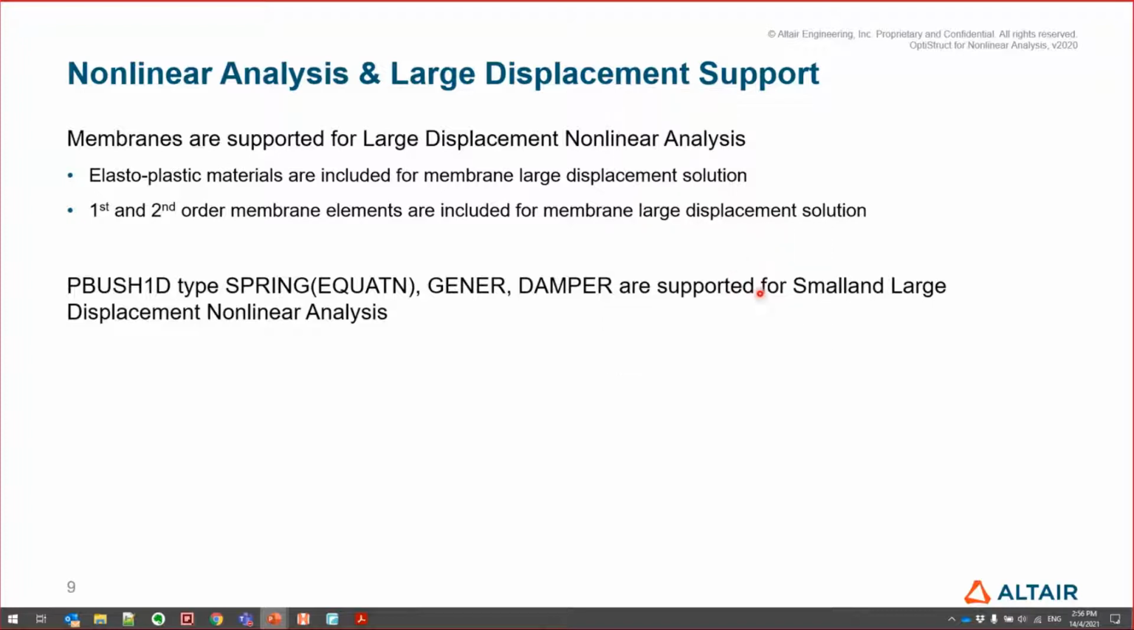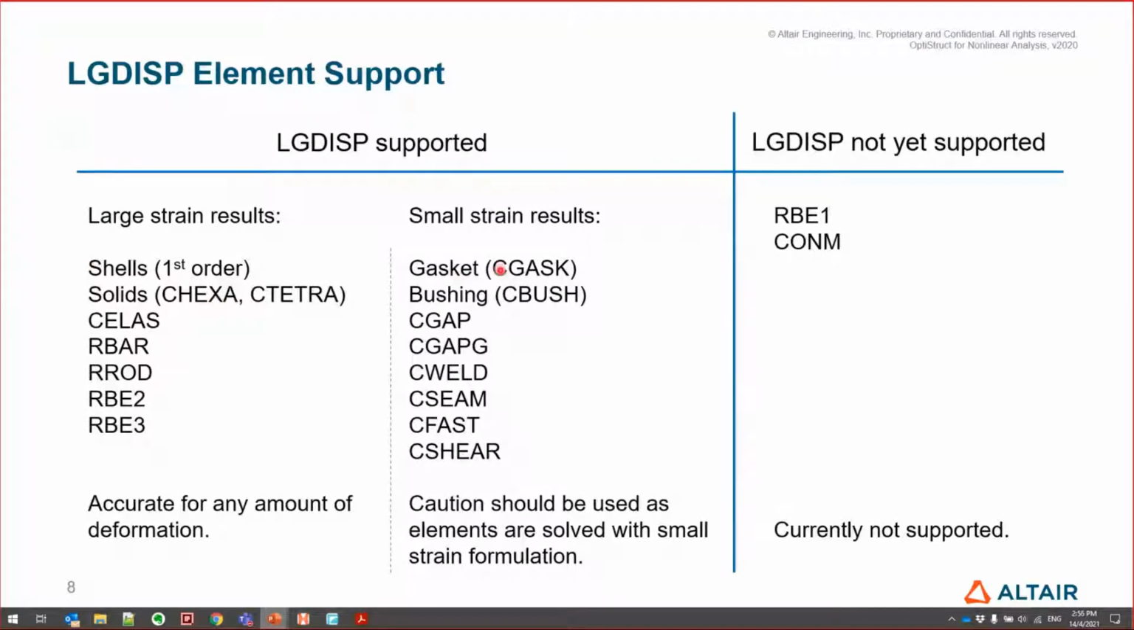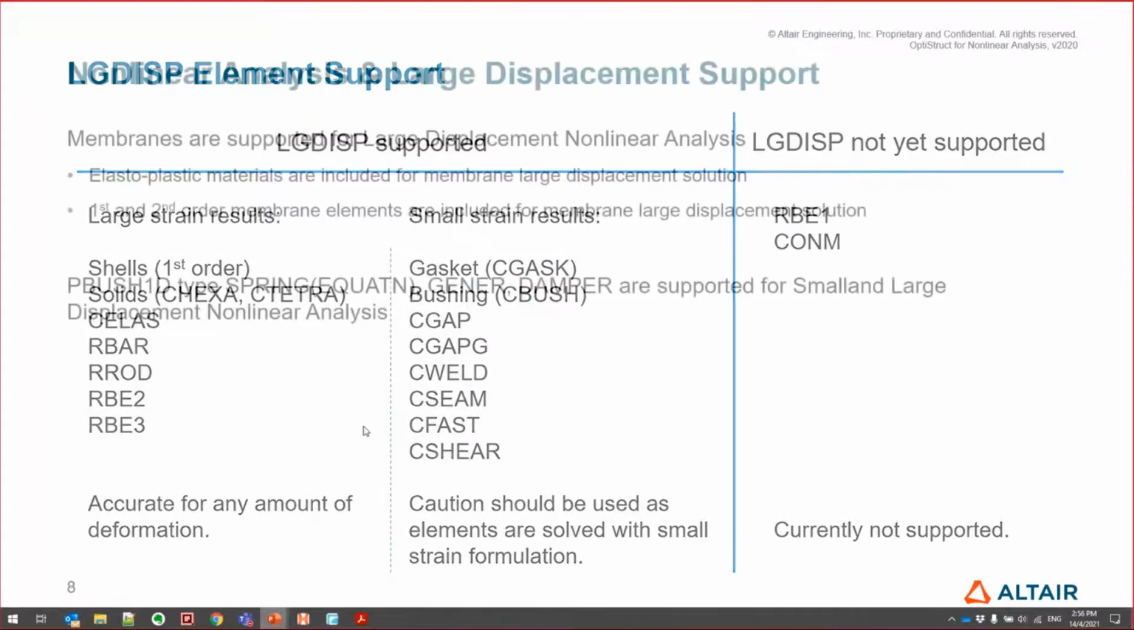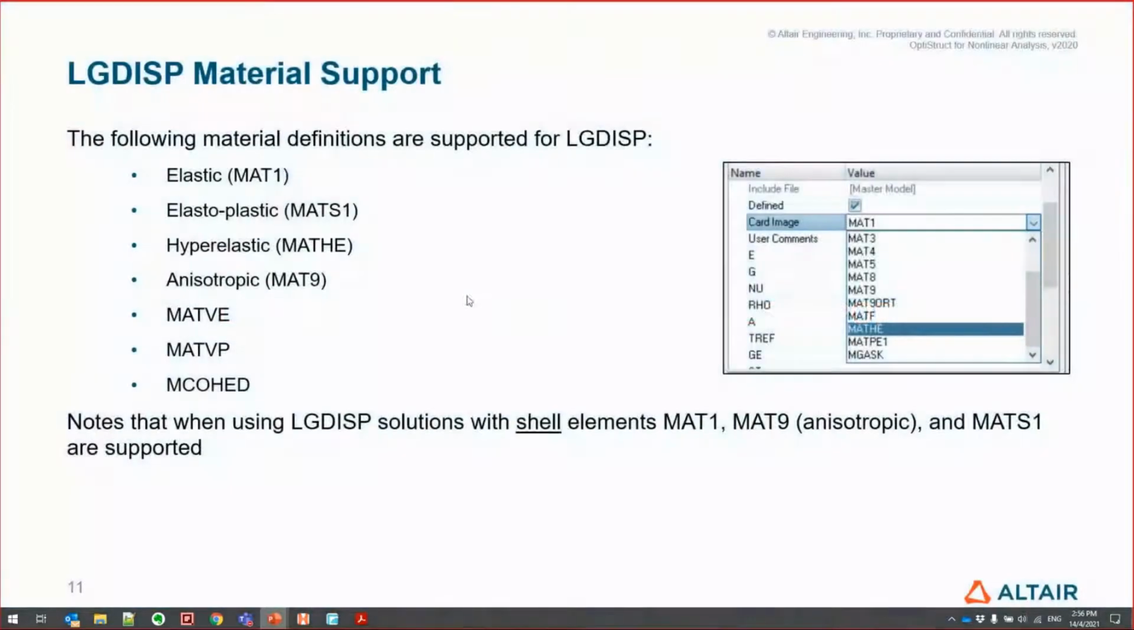All right. And this is a P-bush or general spring. We normally don't use this anymore. So we normally have a P-bush that is the normal P-bush, P-bush 3D. Okay, so that P-bush, you can run without error, but it's not using the large displacement, okay? So material support, all these materials are supported for large displacement. So don't worry, your MAT-HC is supported, MAT-S1 is supported, okay? MAT-1 is supported.